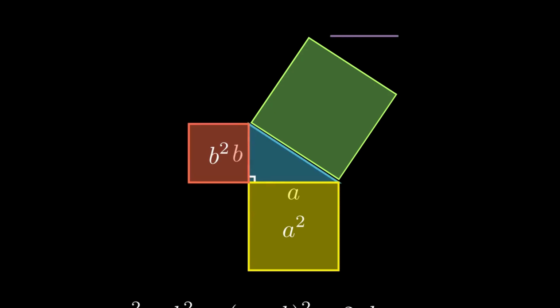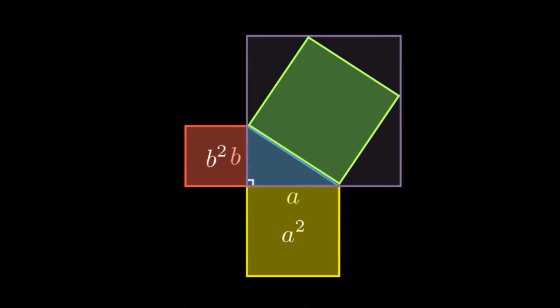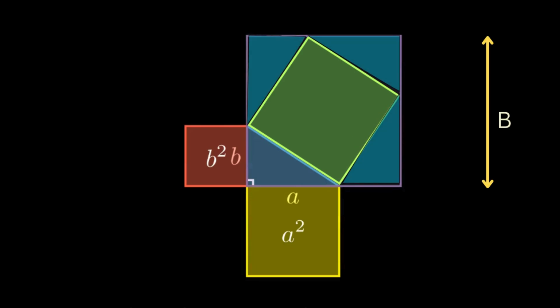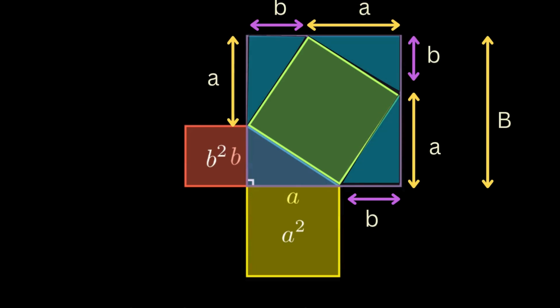We're going to build a larger square. Imagine taking the side of length a and the side of length b and arranging them to form a larger square with a side length of a plus b. The total area of this big square, well, it's simply the quantity a plus b squared. But within this larger square, we're going to cleverly arrange four identical right triangles, each with legs of length a and b.